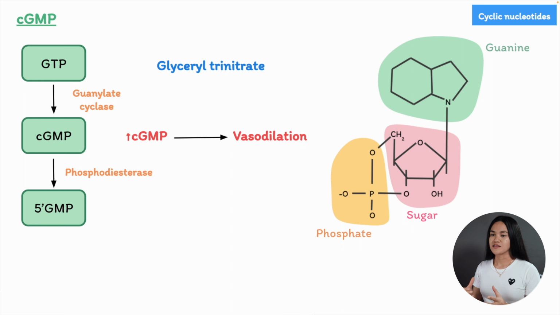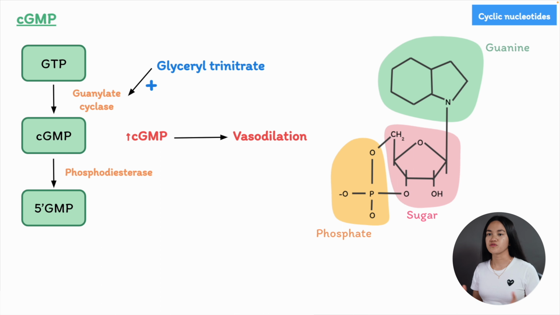The way that this drug works is that it donates a molecule called nitric oxide. Nitric oxide is another signaling molecule. It's a gas, and what it does is it activates guanylate cyclase, the enzyme that produces cyclic GMP right here. When a patient takes GTN, the nitric oxide triggers guanylate cyclase, leading to more cyclic GMP production. This increased cyclic GMP brings about more vasodilation.